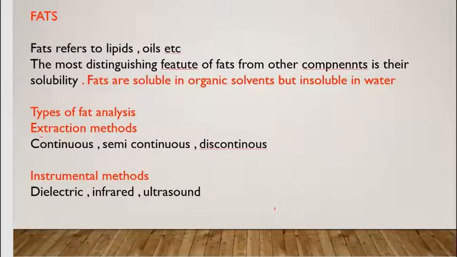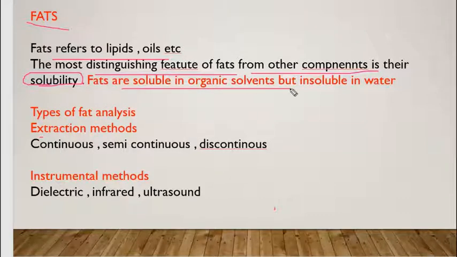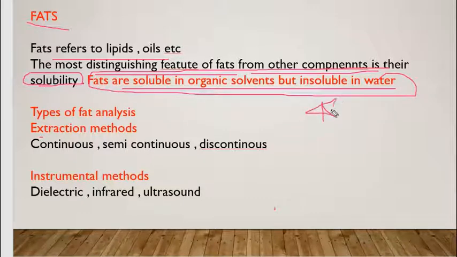So the next component is fats. This is the last component. Fats refers to lipids, oils, etc. The most distinguishing feature of fat from other components is its solubility. Fats are soluble in organic solvents but insoluble in water. Please remember this, very important. You can try it: if you put oil in water, it will not dissolve, it will just float. That is the classic example. But it is soluble in organic solvents. Organic solvents are components which have carbon and hydrogen as their main components.